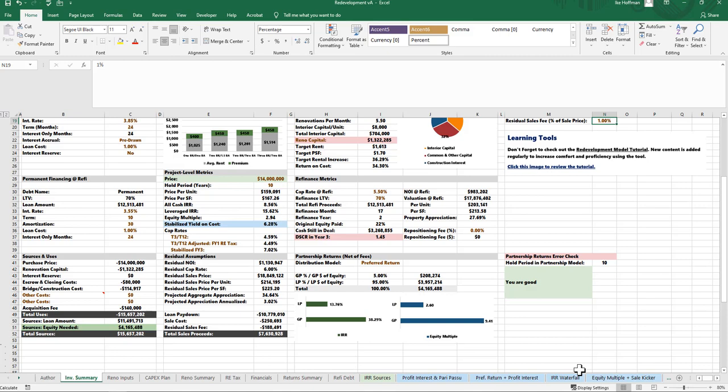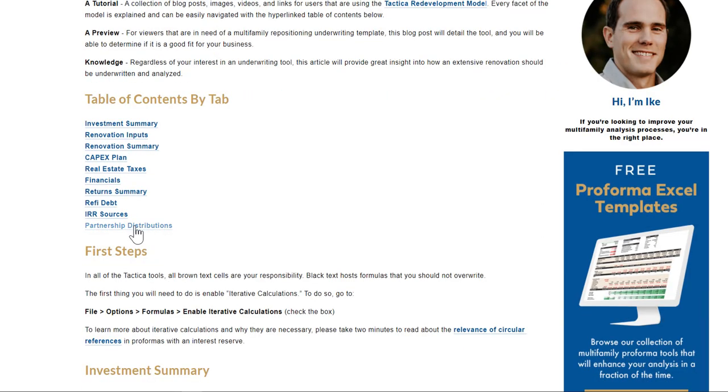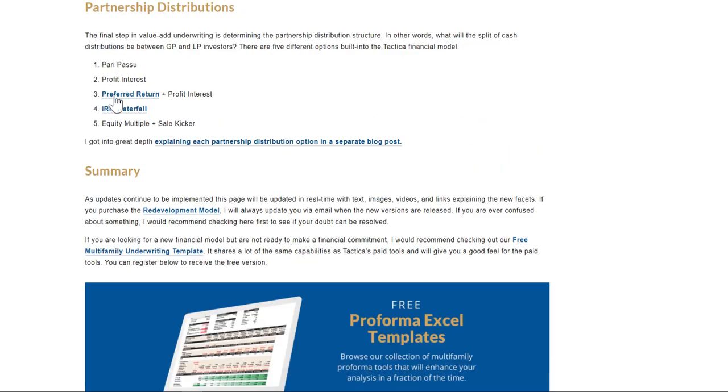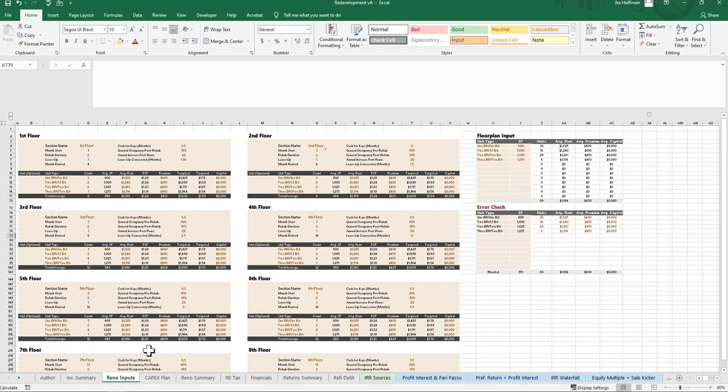Again, they can be referenced from that tutorial we've already discussed. You just come here, partnership distributions, and then I have 3 different articles explaining them in depth, even some videos as well. Let's move on to the renovation inputs tab.